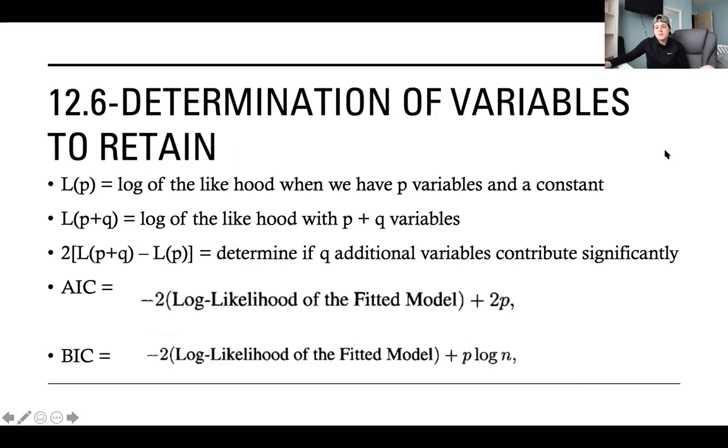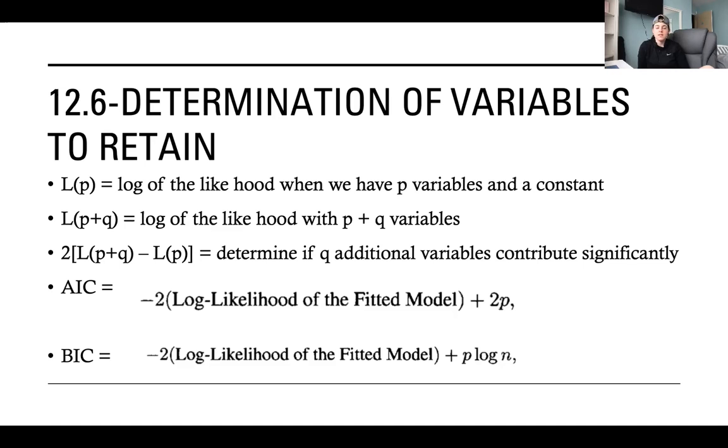Awesome. So we're going to move on to section 12.6. Section 12.6 is going to determine what variables we should retain. We're going to look to see if we need all three variables in the bankruptcy data set. So we're going to look at the change in the likelihood for the two fitted models. First we're going to look at L of p, which is the log of the likelihood when we have p variables and a constant.